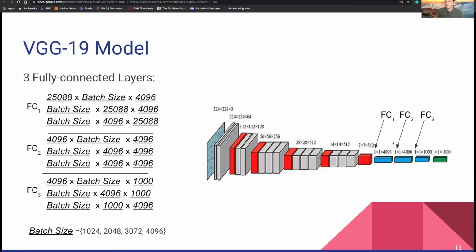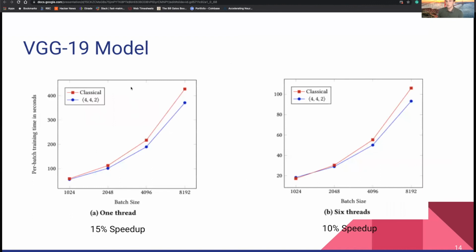The first multiplication that it has is a flattened out convolution. This last convolution is flattened out to a size of 25,088. So the shape of the multiplication is 25,088 by the batch size by 4,096. This is an enormous multiplication and a place where these APA algorithms could really improve the performance. When we used APA algorithms in those fully connected layers, with one thread, we were able to show a 15% speed up when the batch size was 8,192. And with 6 threads, we were able to show up to a 10% speed up when the batch size was 8,192.